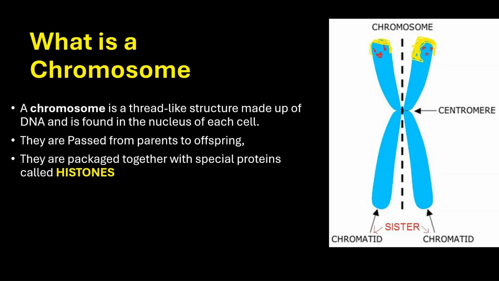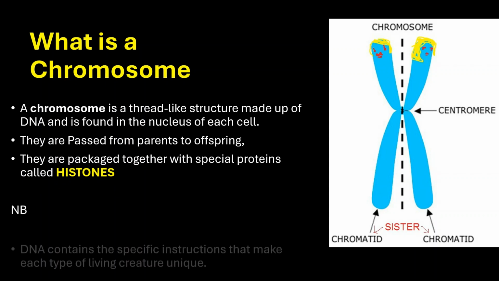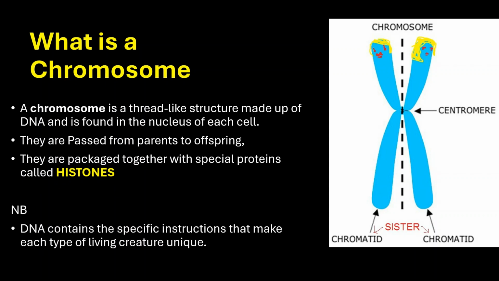So that is a diagram of a chromosome. It consists of two chromatids joined together by a structure called the centromere. The sister chromatids are identical to each other. One thing we need to know also is that chromosomes are made of DNA, and DNA contains the specific instructions that make each type of living creature unique.